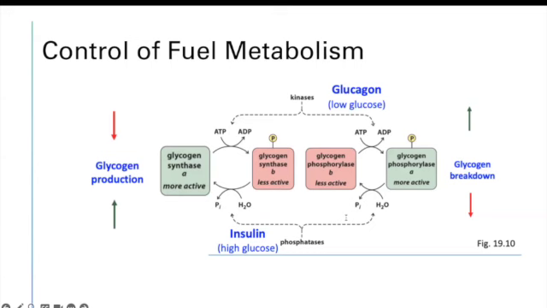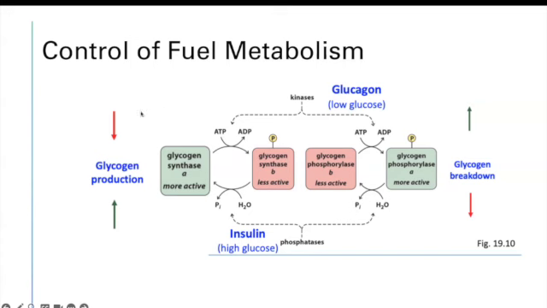Glucose levels are detected by glucokinase. It acts as a cellular sensor and is specific to glucose, but has a lower affinity for glucose than, for example, hexokinase, which makes sense because we want hexokinase to bind glucose, especially when we have a lot of glucose present.